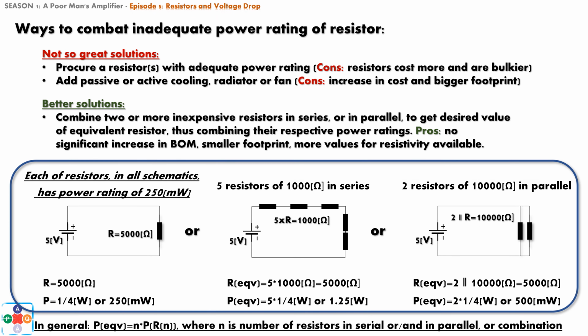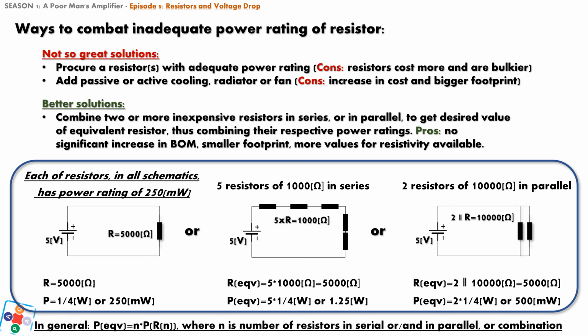The obvious solution to this problem would be to procure a resistor with an adequate power rating. But there is a catch to that solution. Resistors with higher power ratings are usually bulkier and more expensive. If our circuit design asks for a number of different valued resistors, then the bill of materials can quickly add up to a significant amount of money. The next alternative would be providing some sort of passive or active cooling, in the form of a radiator and fan. Again, this adds to bulkiness and an increase in cost.